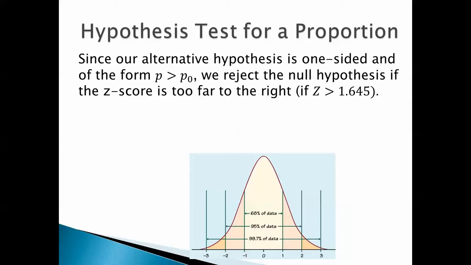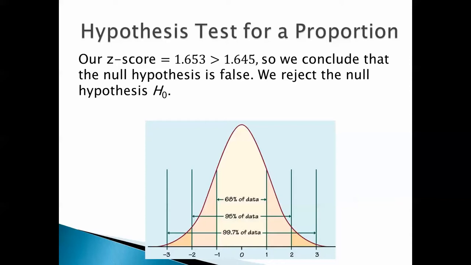Since our alternative hypothesis is one-sided and of the form P is greater than P0, we reject that null hypothesis if the Z score is too far to the right. Again, if Z is greater than 1.645, that corresponds to a value of P that's too big, a proportion that's too big. Okay, our Z score is 1.653, which is greater than 1.645, so we conclude that the null hypothesis is false. We reject that null hypothesis.